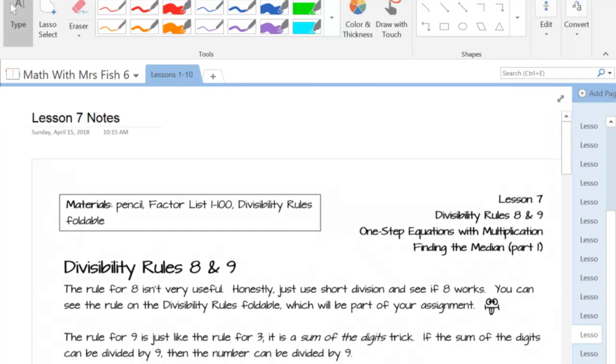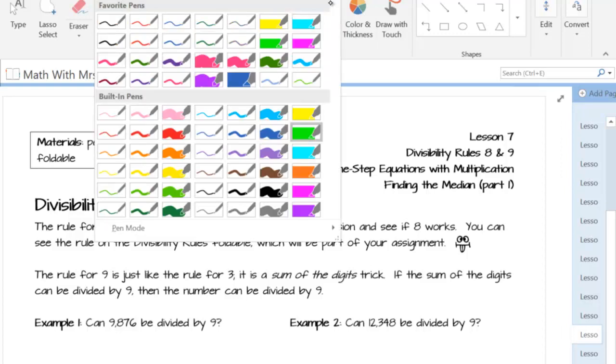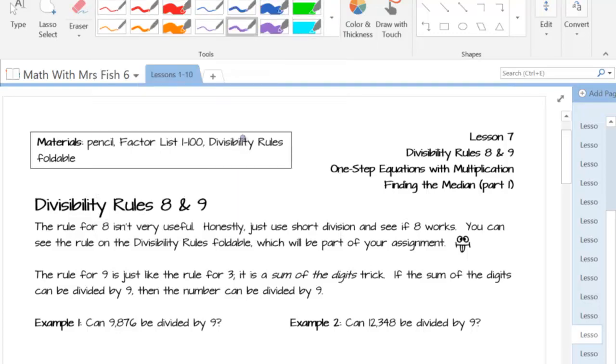And now we're on lesson 7. We can see that the students are still working with their factor list and this time actually we're putting in the divisibility rules foldable. On the website, you can see a picture in the photos and videos part of the foldables. This is a resource that the students use to get them excited about taking notes, to get them copying their notes. A lot of learning, a lot of retention happens when students copy notes.